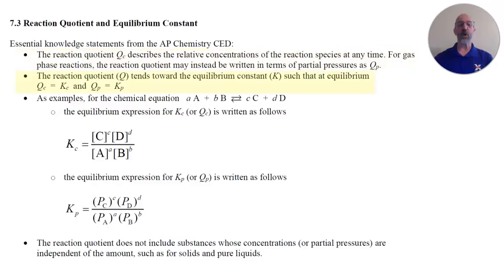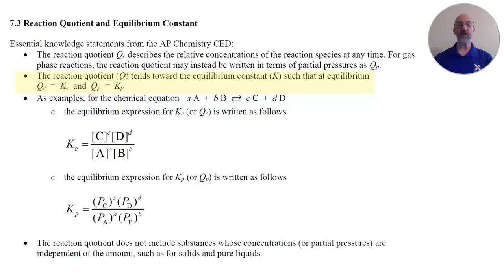Now, the reaction quotient Q tends toward the equilibrium constant, which is symbolized with a capital K, such that at equilibrium, the value for the reaction quotient is equal to the value for the equilibrium constant.